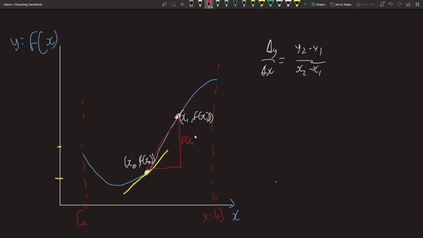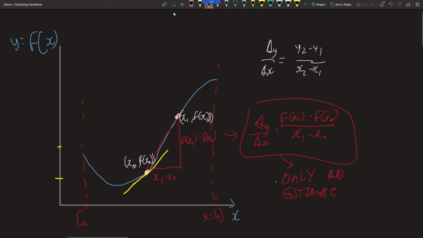We have f of x1 minus f of x0, and we have x1 minus x0. So this means we get our gradient, change in y over change in x, to be f of x1 minus f of x0 over x1 minus x0. That's perfectly fine. Alright, sure. But as you can see, this red line is nowhere near looking like what this yellow line is looking at. This chord does not look like this yellow tangent. So what can we do? We can attempt to improve our estimate.